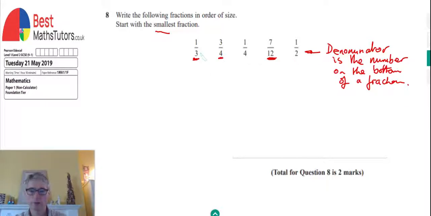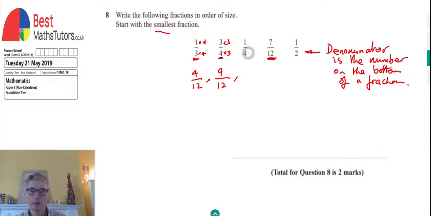To do that, I'm going to have to ask myself, what would I have to multiply the bottom by to get 12? So I could times that by 4. And the rule is I've got to multiply the top by the same number. So if we do that, the 1/3 will go to 4 on the top, 1 times 4, and 12 on the bottom. And then if we go through this next one, we times the bottom number by 3 to get us a 12. And if we've done that, we've got to do the same to the top number. So that's going to be a 9.